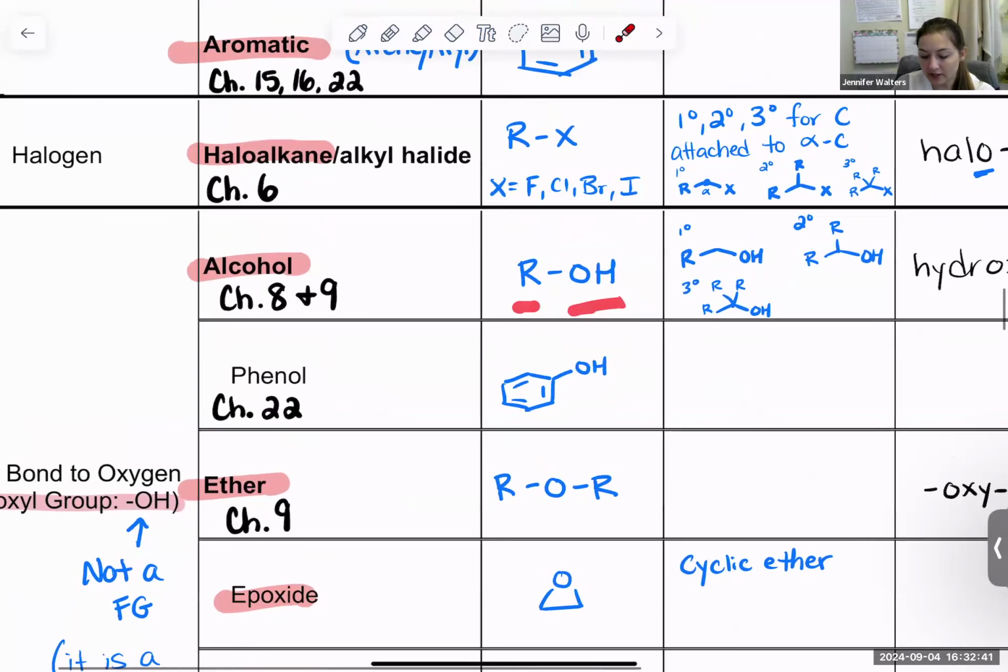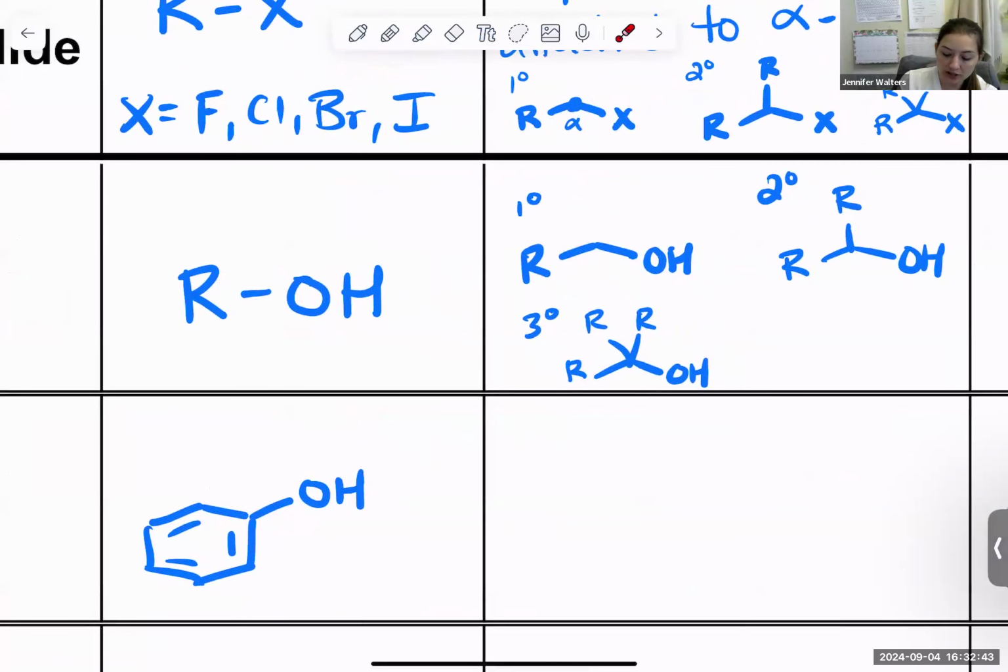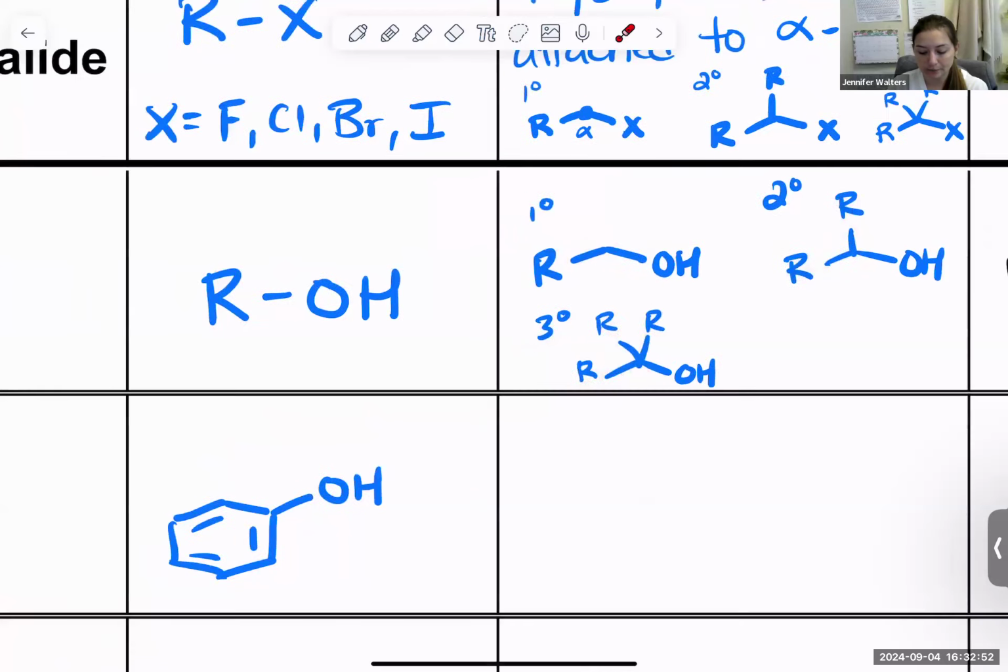It is classified in the same way as our halogens, where you go to the alpha carbon and count how many carbons come off of it. If there's one carbon coming off of it, it is primary. Two carbons, it is secondary. Three carbons, it is tertiary.